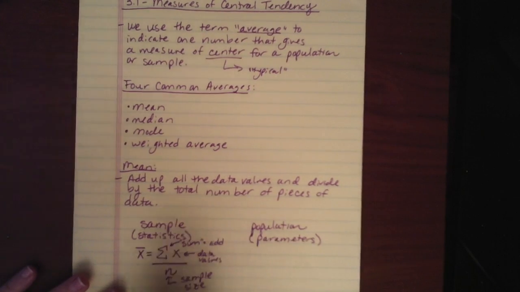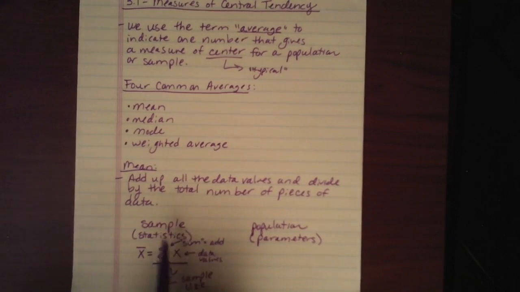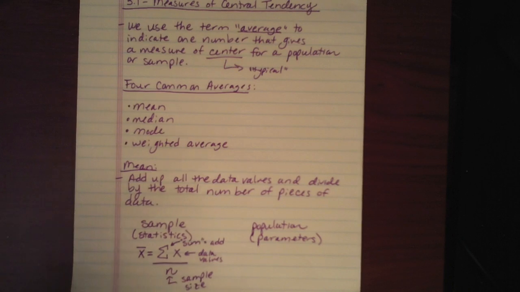So this formula says exactly the same thing as our verbal definition. We add up all the data, we divide by the number of pieces of data. It just says it in a much more compact form. That's what the formula looks like in symbolic notation.